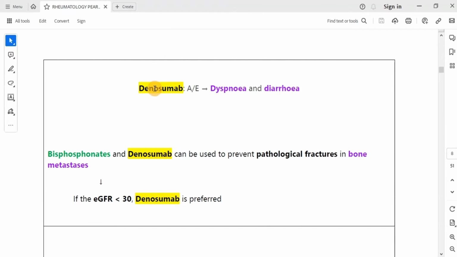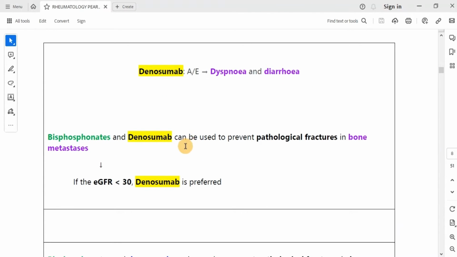So denosumab is the drug used in the management of osteoporosis, especially in the second line or as a third line group of drug following the bisphosphonate. And it has two commonest adverse effects, dyspnea and diarrhea. So D for D and D.